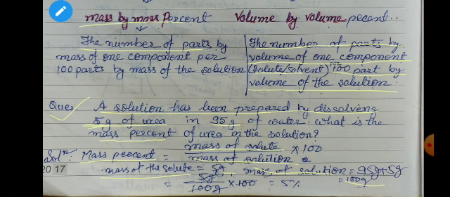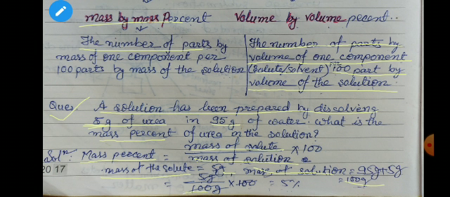Putting all this data into the formula, we can calculate the concentration of the solution. In the formula, first it was the mass of the solute, that is 5 gram, so we put 5 gram and divide by the mass of the solution, which is 100 gram.